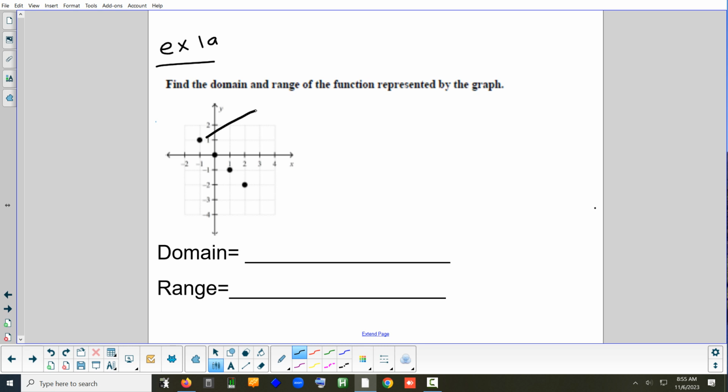And you guys have this on your guided notes. It's probably going to be a little easier to see there than on the board, maybe. But what's the coordinate of this point that I'm pointing to right here? Negative 1, 1. Okay, so there's the first one. How about the coordinate of that second one? 0, 0. And the coordinate of the third one? 1, negative 1. And the coordinate of the fourth one? 2, negative 2.